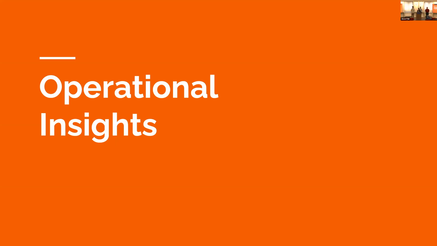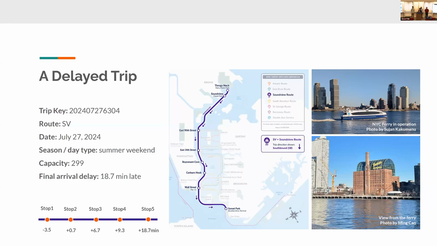Thanks, Sujin, for introducing the data sources and overview use case. I want to focus on the operational insights from the historical data. What can we learn from the past delayed trips and how can this pattern support operational decisions? First, I would like to start with a delayed trip. That was a Soundwell southbound trip on a summer weekend. We can see the route on the map, and the photos were taken by ourselves, and it helped ground the setting. This trip started close to the schedule, but delay accumulated stop by stop and it ended almost 20 minutes late.